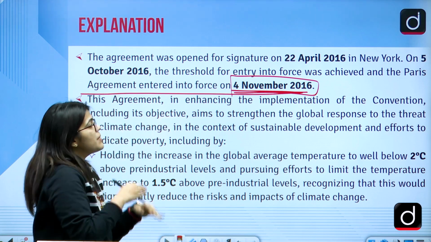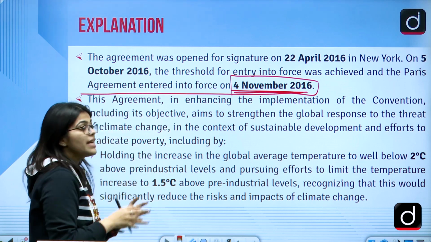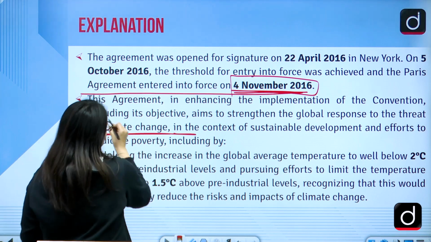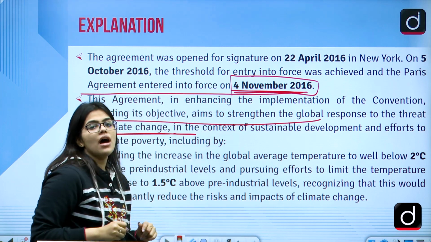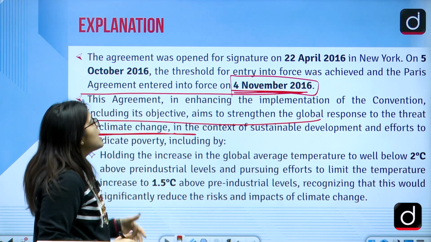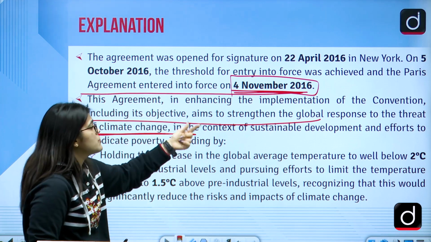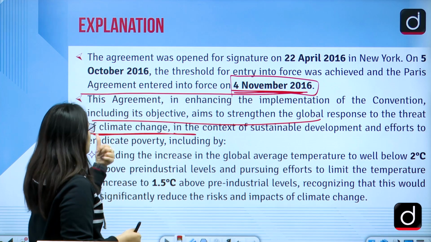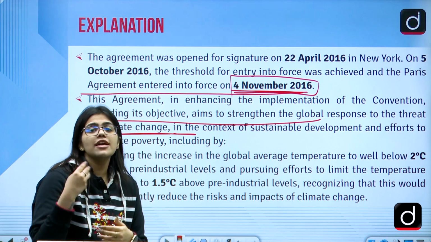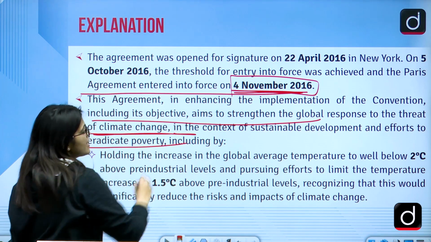This agreement is basically enhancing environmental protection, and this is its objective. It aims to strengthen the global response to climate change, recognizing that the climatic conditions are worsening and we have to protect the environment. So this agreement is enhancing the implementation of the convention, including its objective, and aims to strengthen the global response to the threat of climate change in the context of sustainable development. So the context is that there should be sustainable development, climatic goals should be met, and poverty should be eradicated.